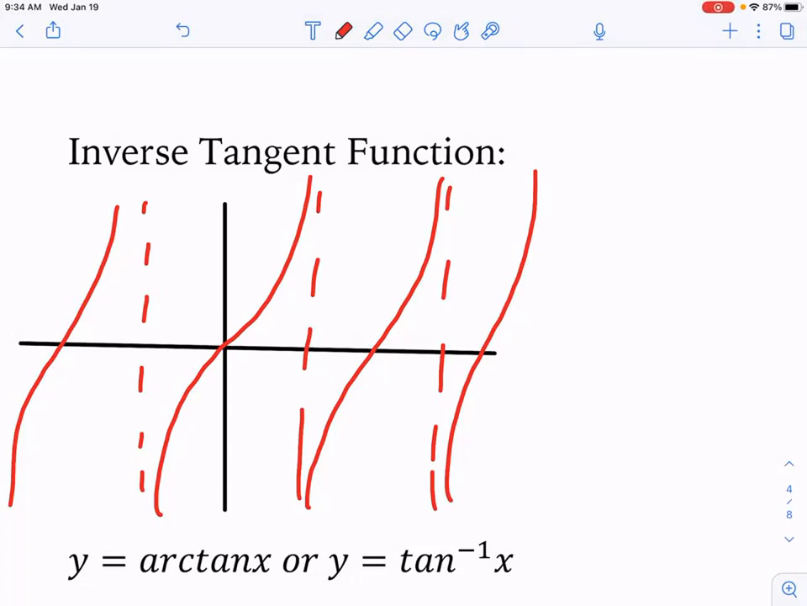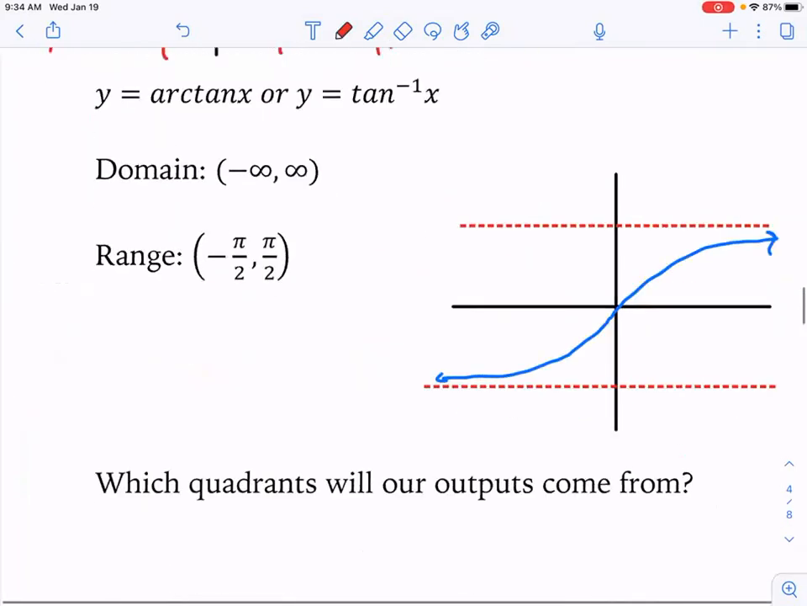Does this pass the horizontal line test? No, it doesn't. We have multiple swishes here. If we turn this sideways, we're going to have swishes that are all stacked on top of each other, but we could just choose one of the swishes. The one swish that our mathematicians came up with is this swish right here, our inverse tangent. Our domain is all real numbers, but our range, notice how this is a non-inclusive interval, is negative pi over 2 to positive pi over 2.